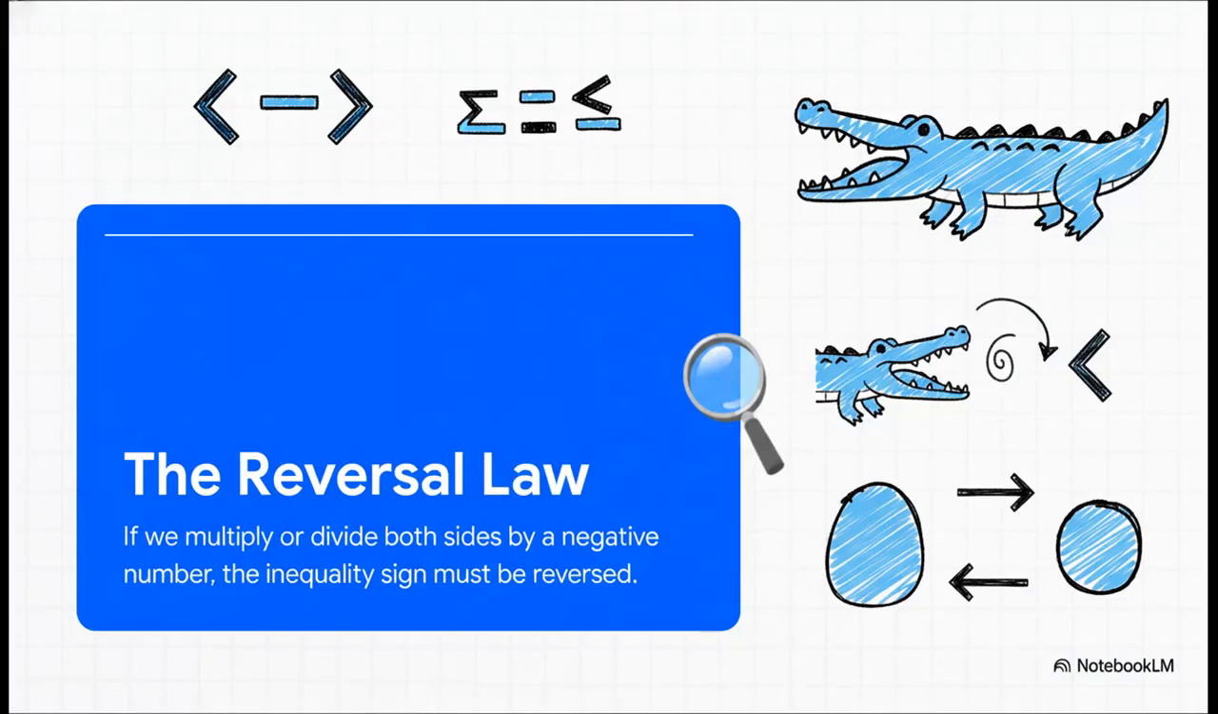So here it is, the reversal law. The single most important rule. Anytime you multiply or divide both sides of an inequation by a negative number, you must flip the inequality sign around. A pretty fun way to remember this is the alligator trick.